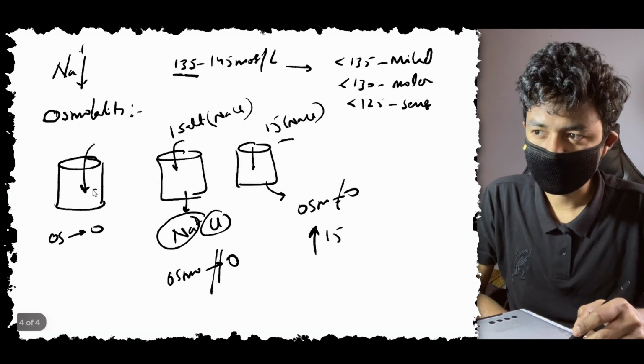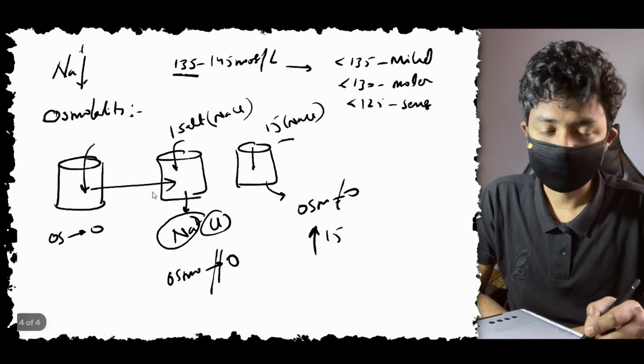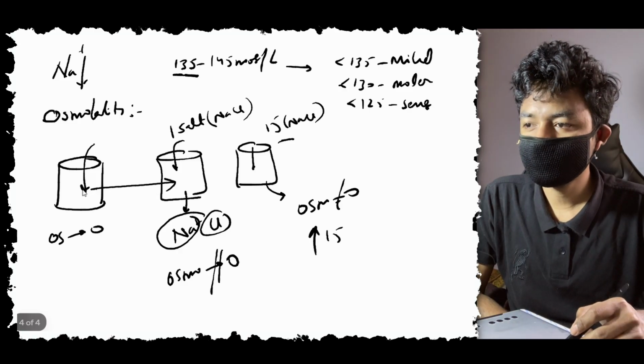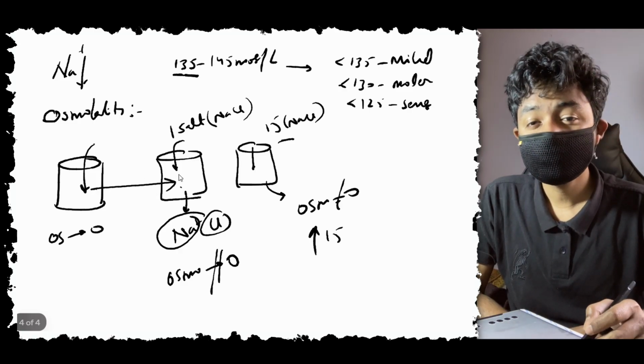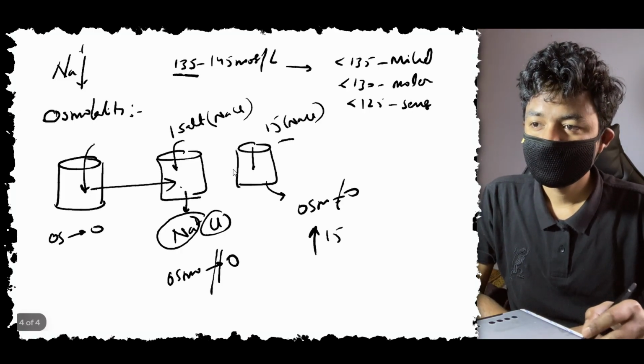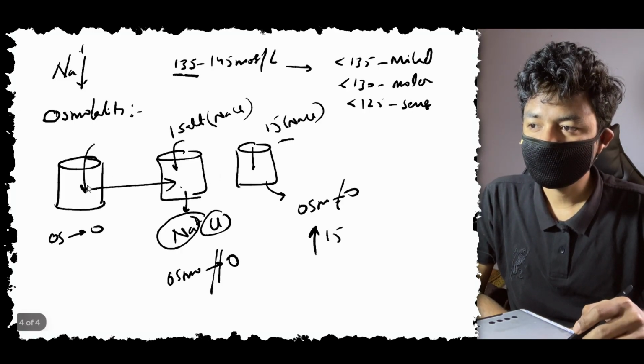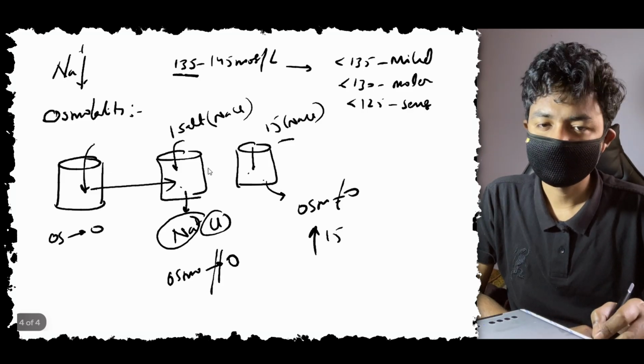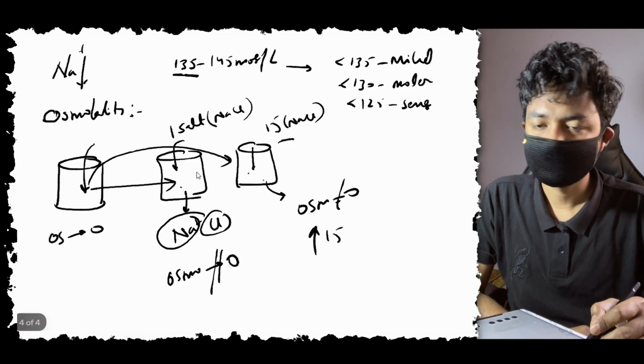What does water want? Wherever there is more solute, I will go there. So water will go from here to here in order to balance the concentration. Now if I take this, water will go from A to C. Do you think water will go this way or this way? Obviously it will go this way, right?